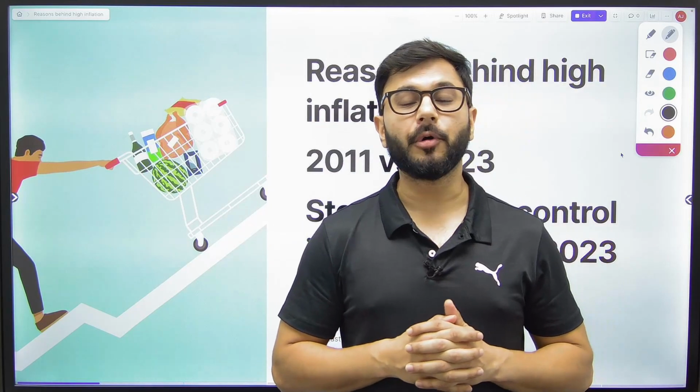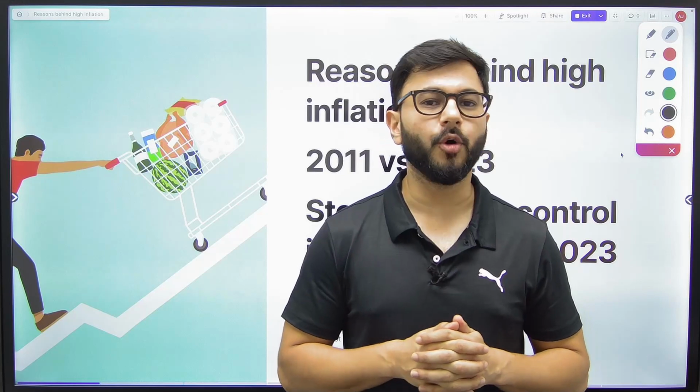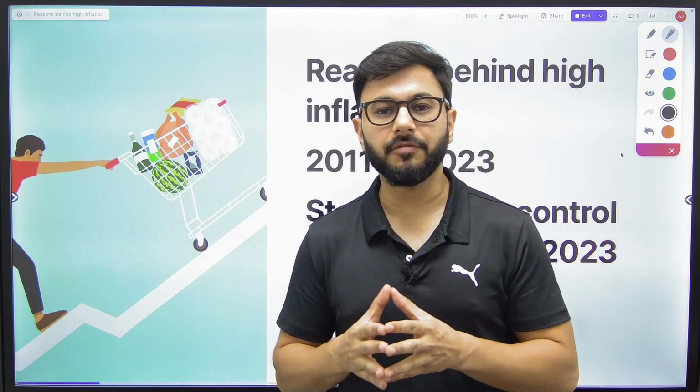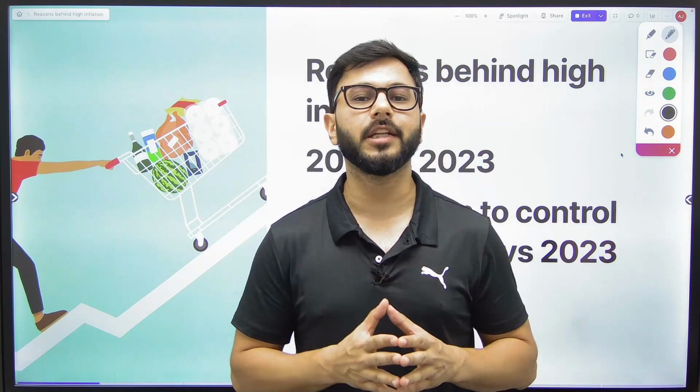Today we are going to talk about inflation. We keep reading about inflation in newspapers every now and then, but very few of us understand the reasons behind inflation and comprehensively the steps taken by the government in order to tackle inflation.